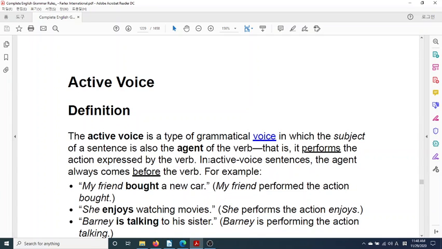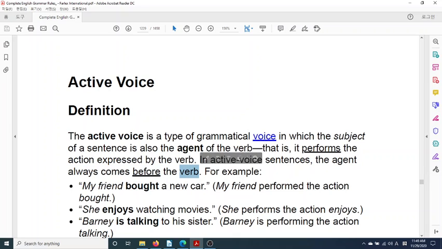Okay, let's deep dive into active voice a little bit more. The active voice is a type of grammatical voice in which the subject of a sentence is also the agent of the verb. So, a normal, regular sentence. That is, it performs the action expressed by the verb. I eat pizza. You watch a movie. In active voice sentences, the agent always comes before the verb.